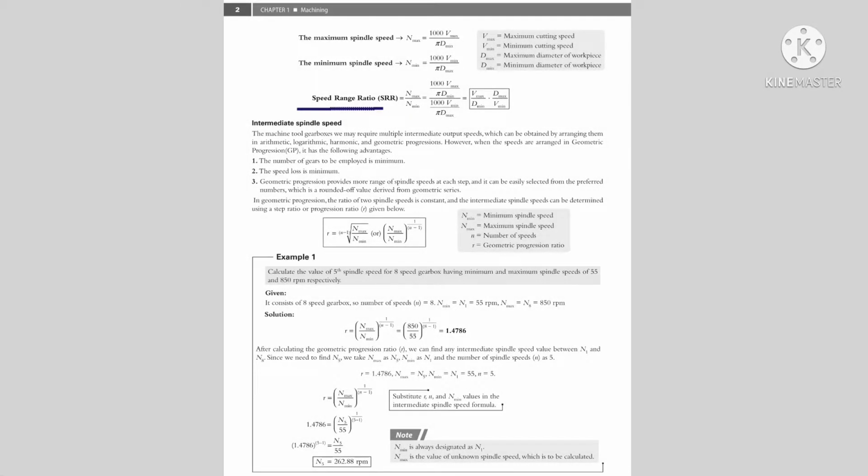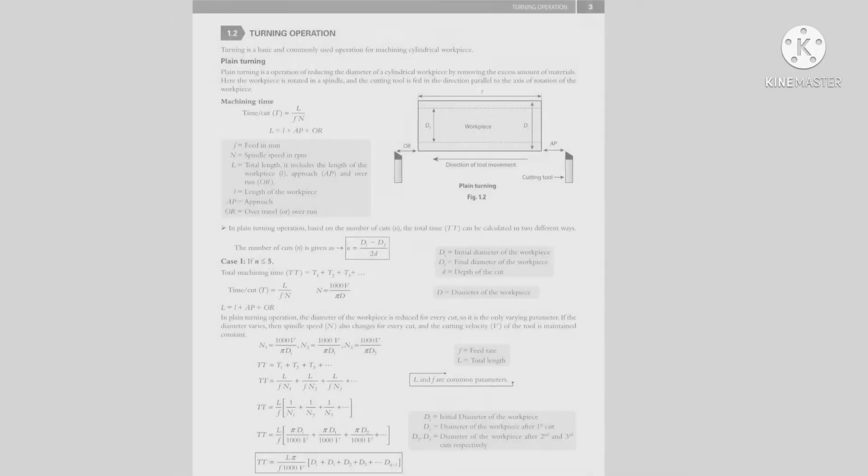On the next page, the expression for speed range ratio is evaluated, which is the ratio of maximum and minimum spindle speeds, and after each formula the abbreviation of the variables used in that formula is given separately for quick clarification. The expression for progression ratio is given with a few points explaining why geometric progression is used instead of other progressions. Below this, there is an example problem explaining the calculation of intermediate spindle speed, with important points highlighted as notes. The next topic is the turning operation.